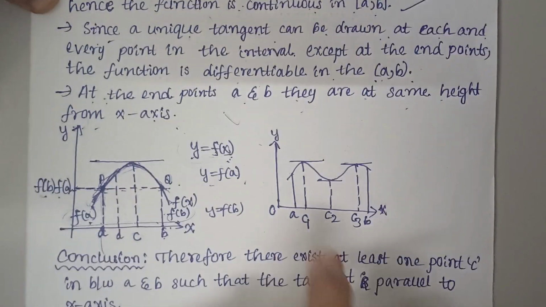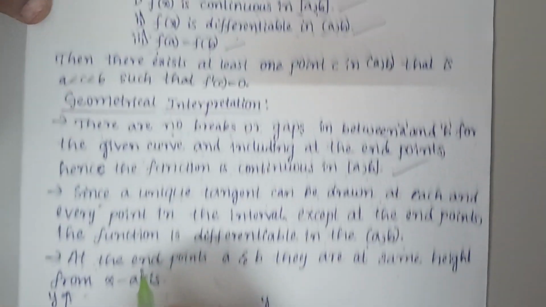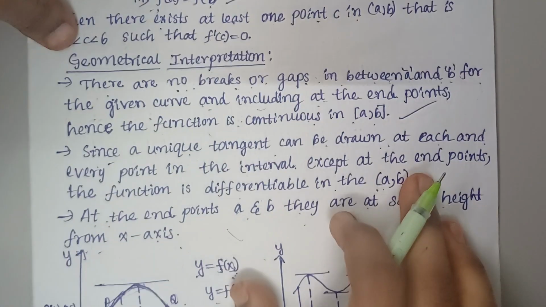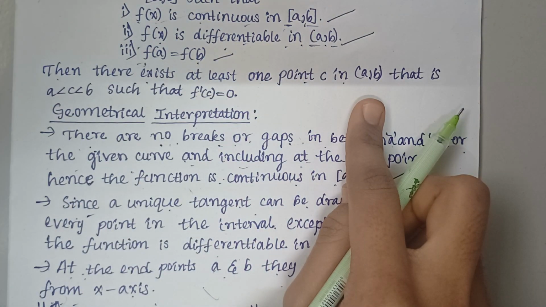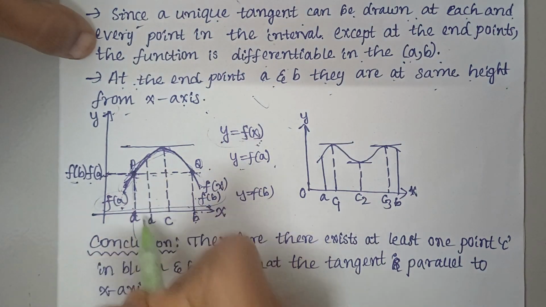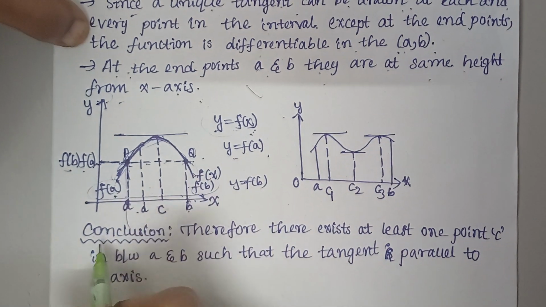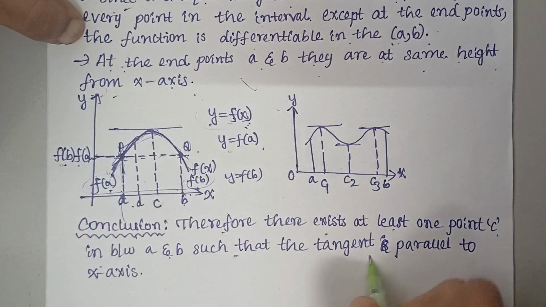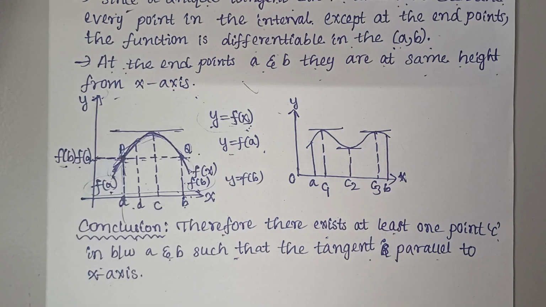And this graph is about, see here, we have chosen that there exists at least one point c in a comma b, right? Here we are just concerned that there must be one point, and beyond one point also, it can consist of more than 1 point. Here in this graph we are taking only 2 points. If there were more than 2 points, the graph would be in this way. And now your conclusion: therefore there exists at least one point c in between a and b, such that the tangent is parallel to x-axis. And by this our Rolle's theorem is verified.